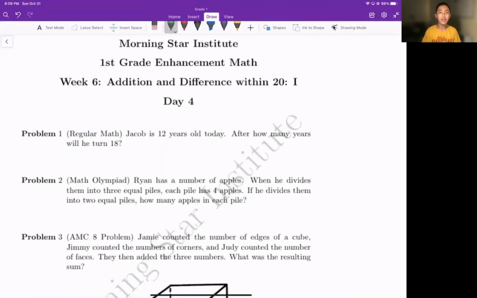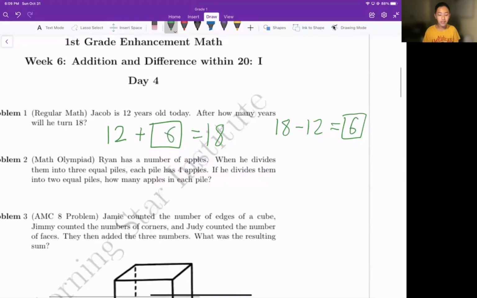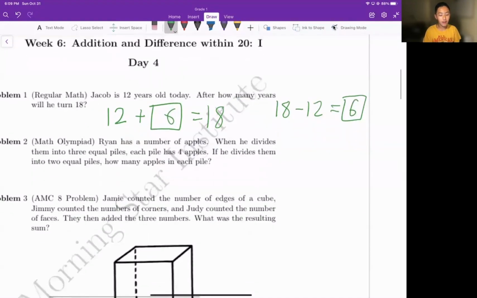Jacob is 12 years old today. After how many years will he turn 18? So we can write an equation that states 12 plus some number equals 18. And we can also reverse this equation by saying 18 minus 12 equals what? This problem should be very straightforward. The answer should be 6. So after 6 years, Jacob will turn 18.